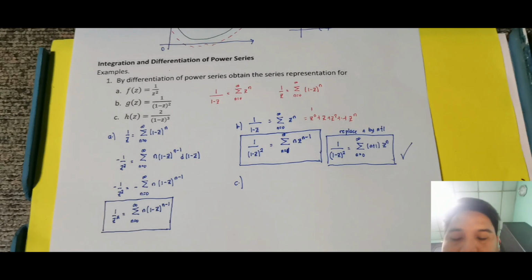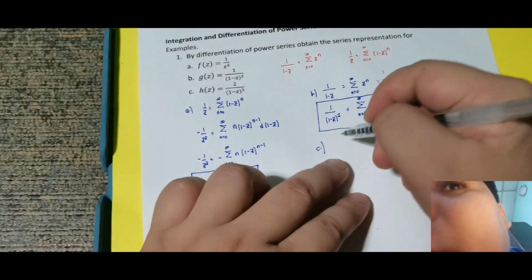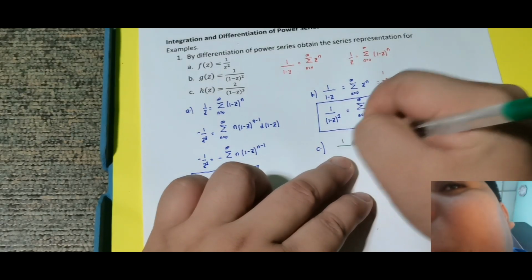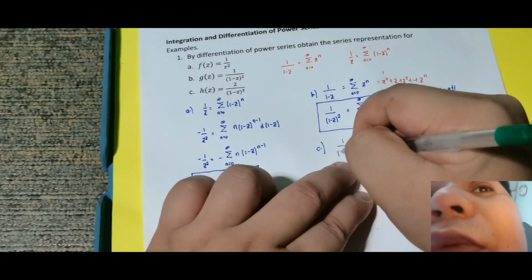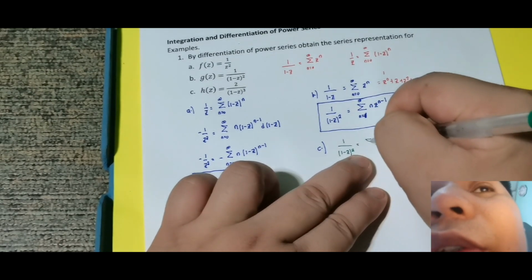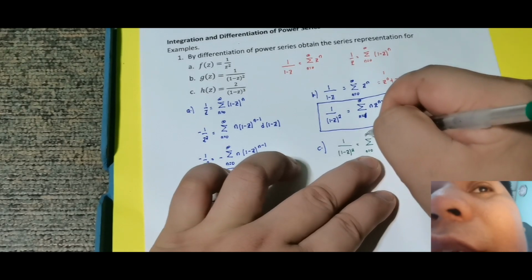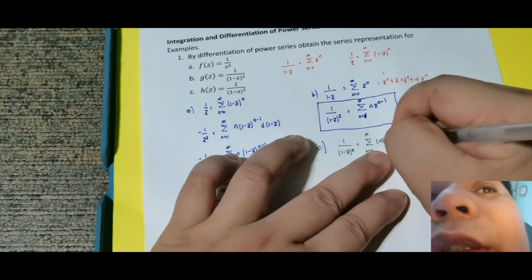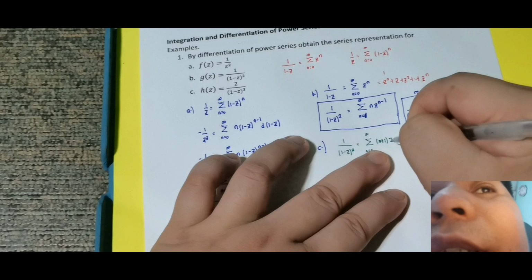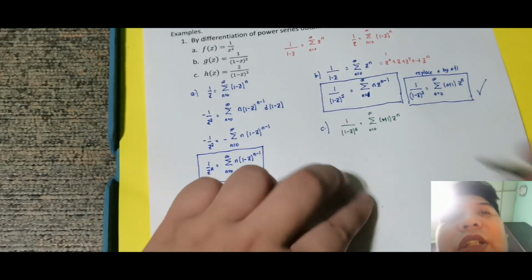Okay, so I think pwedeng ganito. So, start tayo with this. So, we start by 1 over (1 minus z) raised to 2 is equal to summation for n equals 0 up to infinity of (n plus 1) z raised to n. Okay, so gawin ko lang tong exponential form.